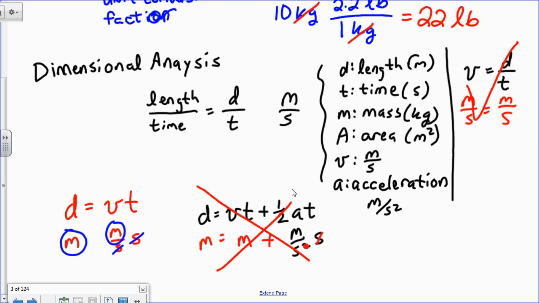So often physicists and scientists, when they come into a situation, will just look at the units and how they relate to one another.